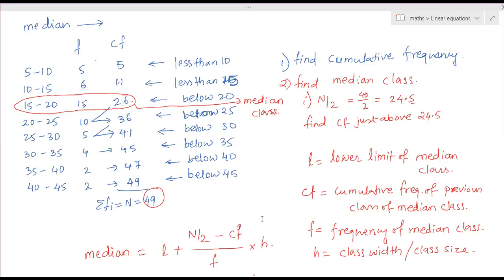Others, is the median clear? Yes, ma'am. Remember the formula and start solving. First write the formula and the steps of what you have to do, and then do the question. Write down that question.